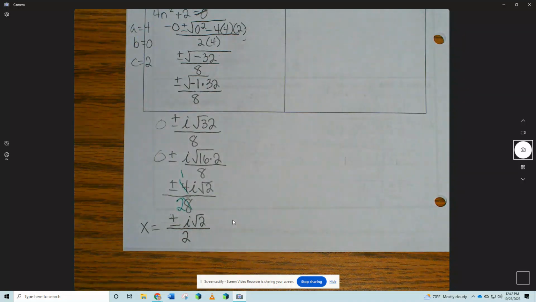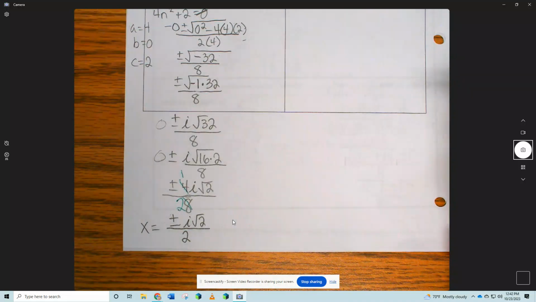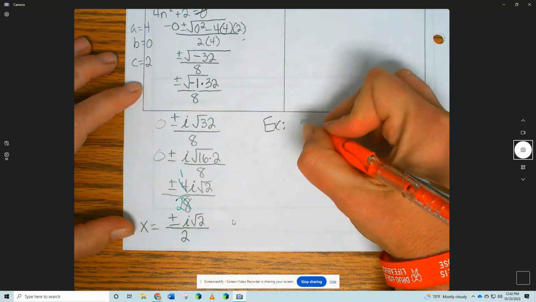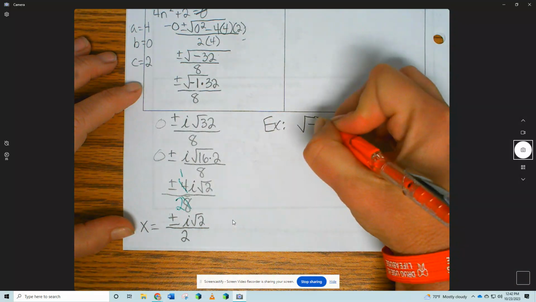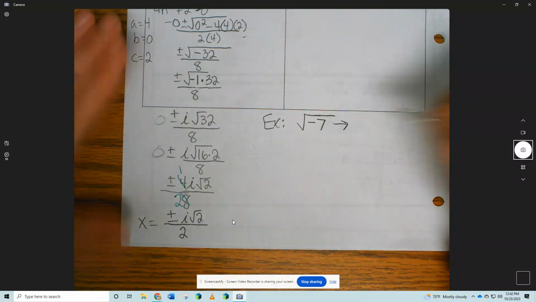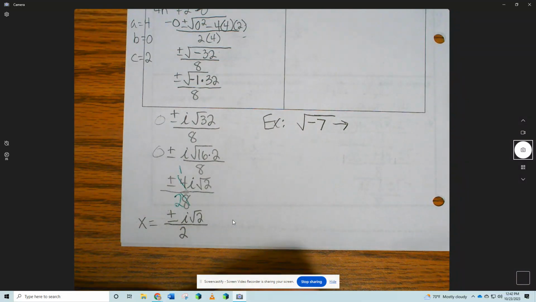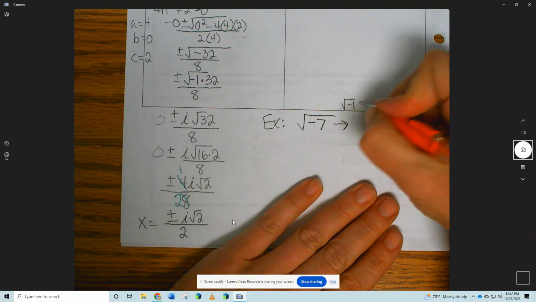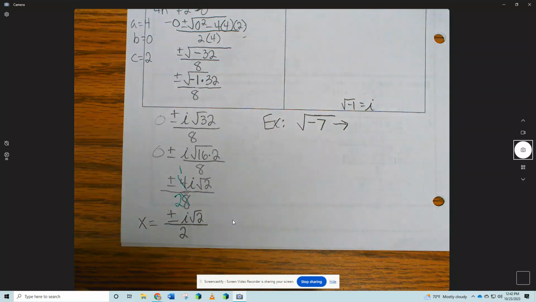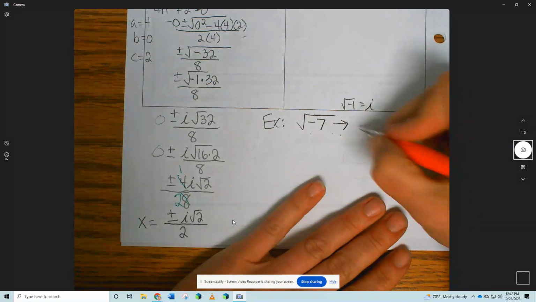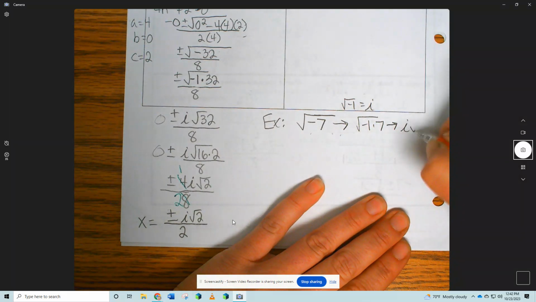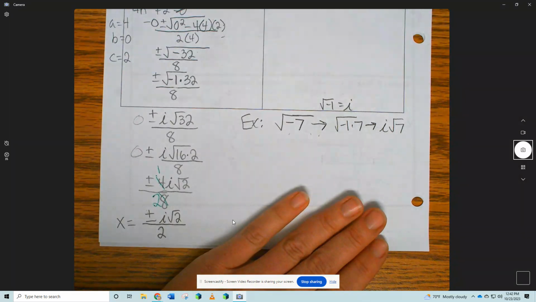So let's do a little bit of practice with these i's. If I got like the square root of negative 7, what would you do? How would I write that? Because remember, the square root of negative 1 equals i, imaginary number. Tell me what to do. Negative 1 times 7. So good. i rad 7 is the answer.